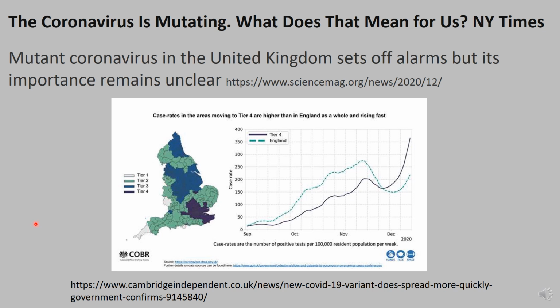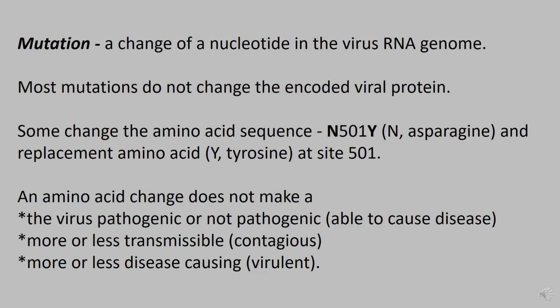I want to go into the meaning of mutant viruses, particularly RNA viruses. A mutation is a change of a nucleotide in the virus genome. Most mutations in the genome do not necessarily change the encoded viral protein. So for example, if there's a change in the nucleotide sequence in the spike protein of coronavirus, that does not mean that the spike protein is now mutated or changed.